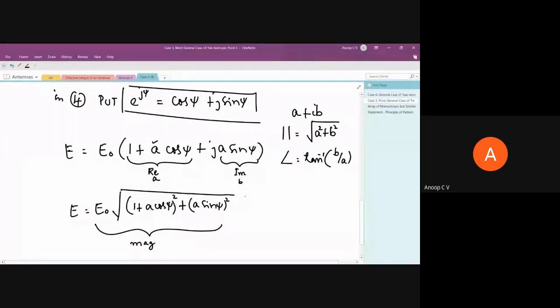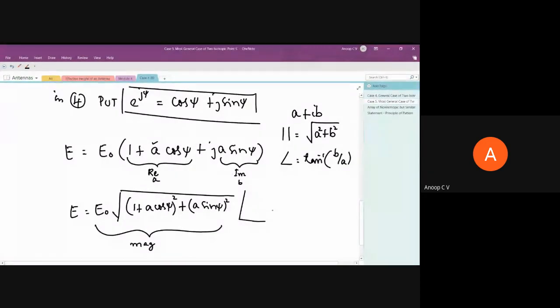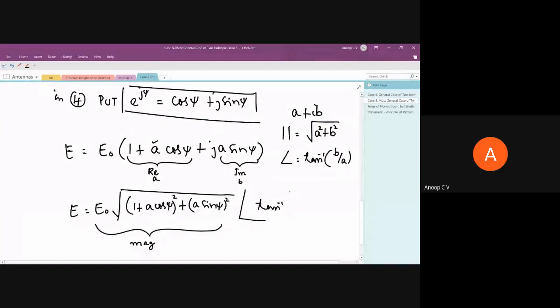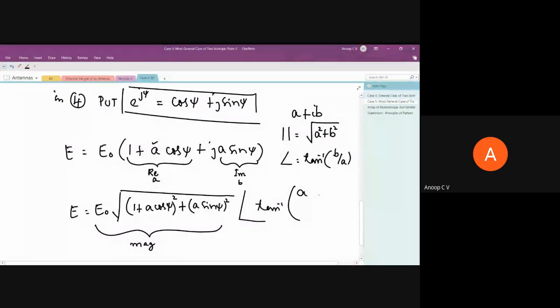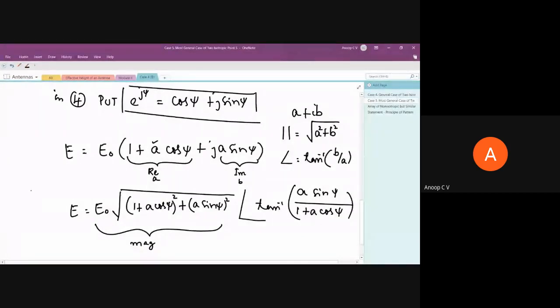Right, and the angle will be tan inverse of b by a, that is tan inverse, or arc tan. In your textbook they might have written arc tan, but in the soft copy which I'll be sharing, this tan inverse is missing. That is a mistake, please do correct it. So it will be tan inverse of a sin psi divided by 1 plus a cos psi.